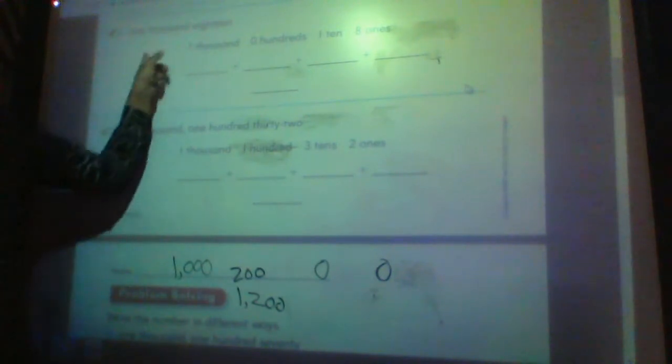Okay, moving on. Number 2 says 1,018. That's word form, and then they wrote it in expanded form and word form. And now what we have to do is write the numbers in expanded form.